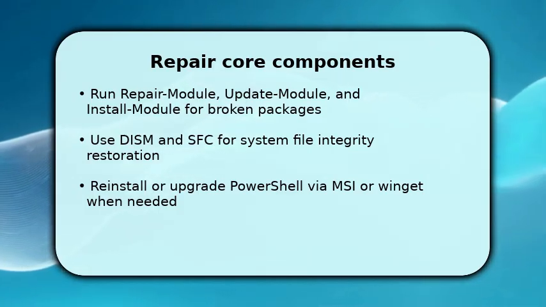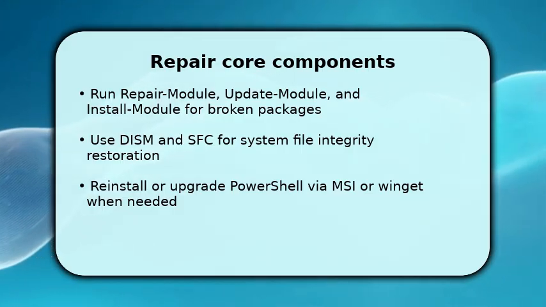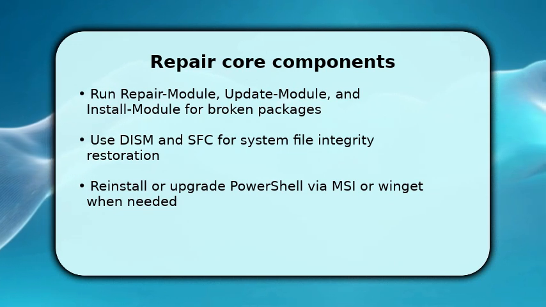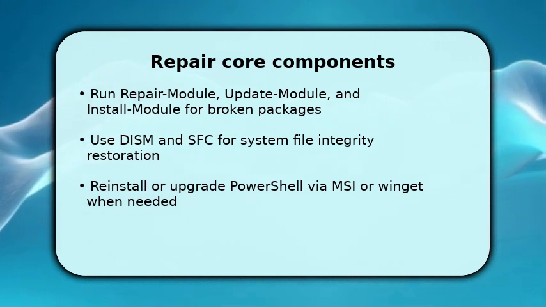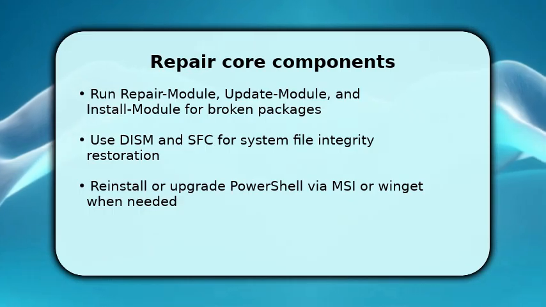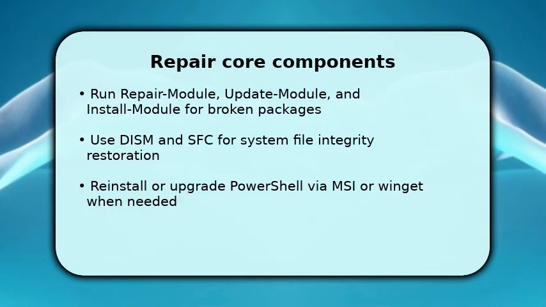If core binaries remain faulty, download the matching MSI or use Winget to reinstall or upgrade PowerShell. This ensures cmdlet matching and runtime consistency. These steps fix both user space packages and the underlying system files.